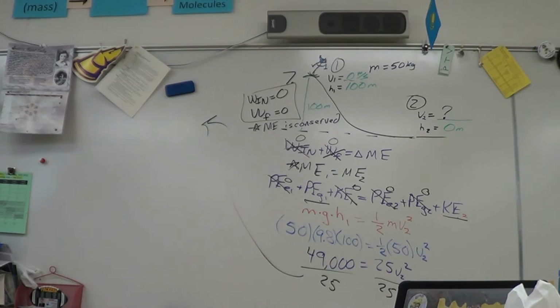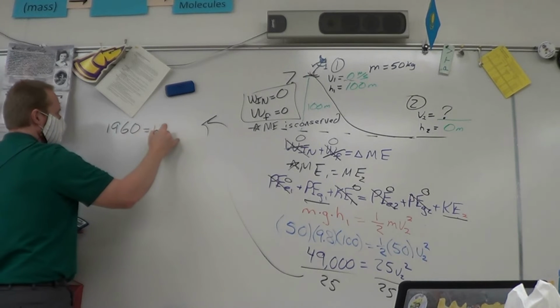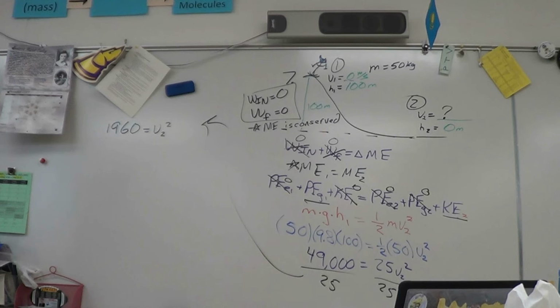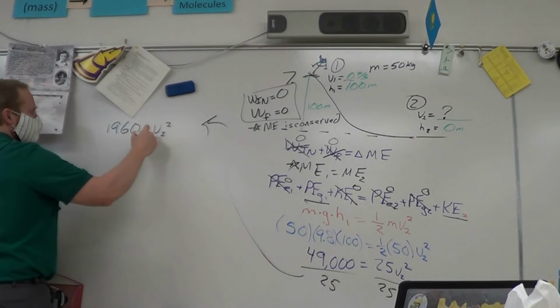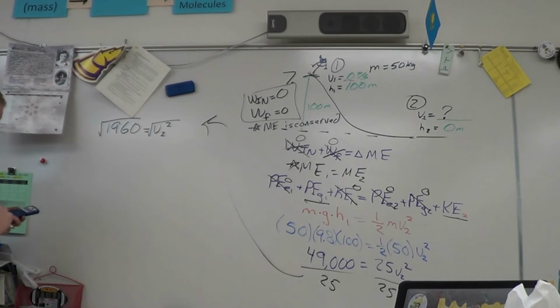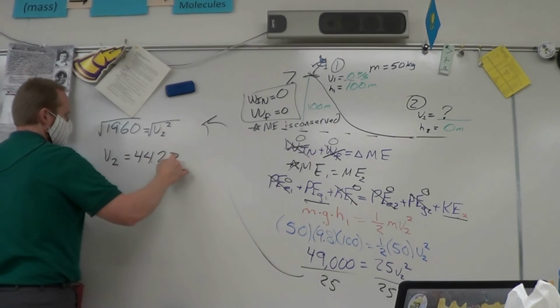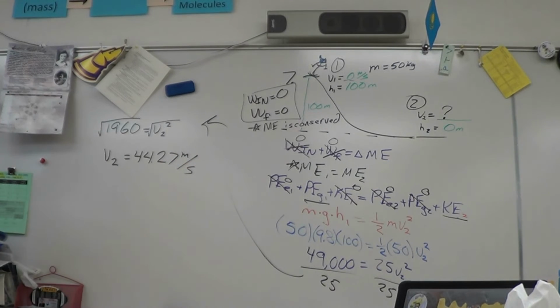So it's 25 v2 squared. The next step to getting v2 squared by itself would be to get rid of that 25. So we want to divide both sides by 25. Then that gives us an answer of 1,960, which is equal to v2 squared. Now, since I have v2 by itself, I can take the square root of both sides, and our v2 is equal to 44.27 meters per second.